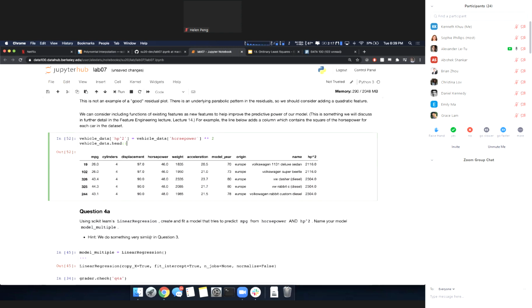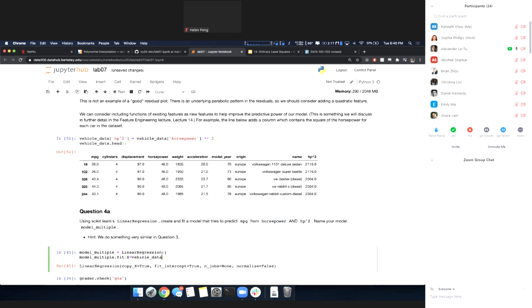We're asked to now use this new feature in conjunction with our old one and try to fit a linear model. So we're going to have this new linear regression model, and we'll call it model multiple. The syntax is going to be very similar to before. We can just fit this, but now the x values that we use to fit this model are actually two separate columns.